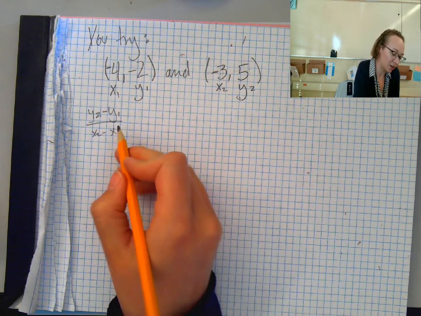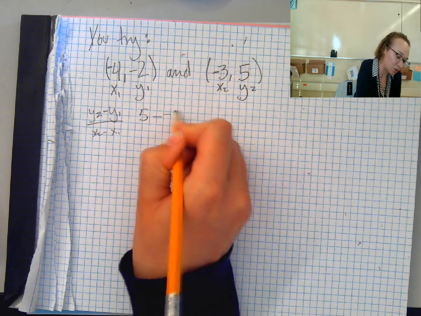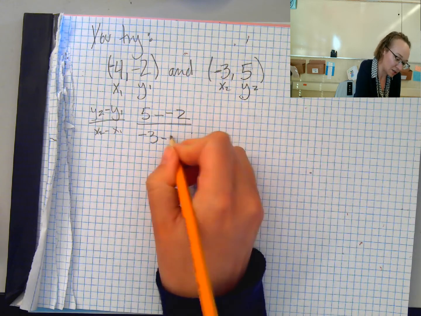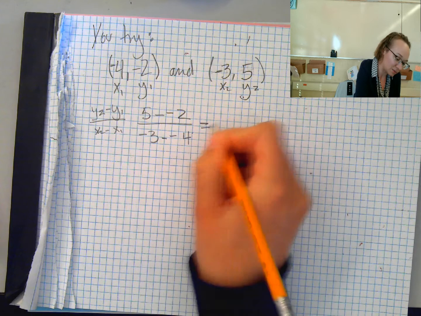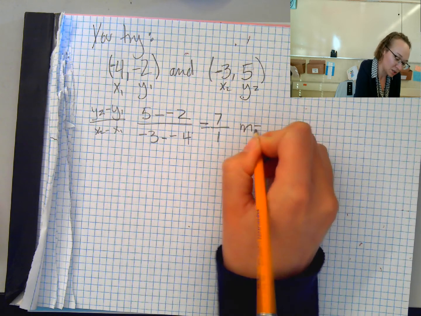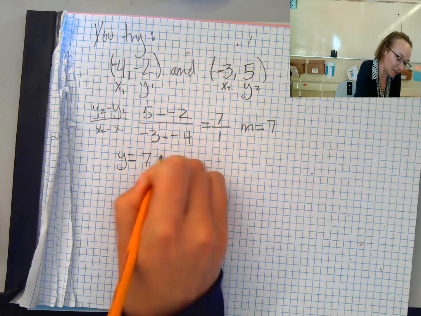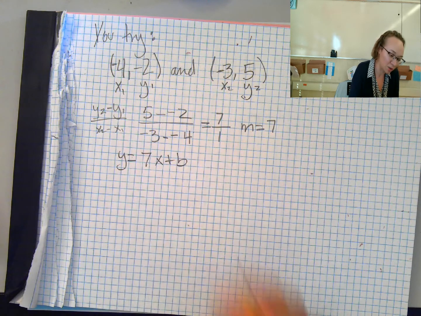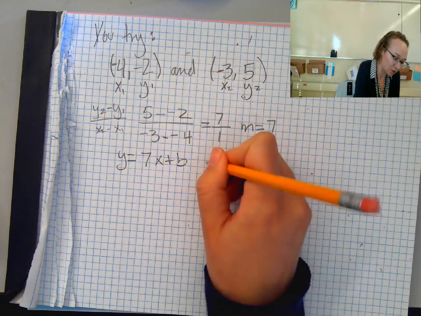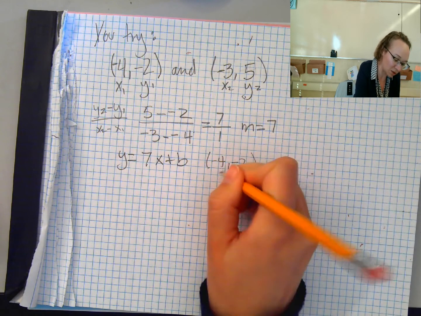So you start out by finding the slope. 5 minus negative 2 over negative 3 minus negative 4. That gives me 7 over 1. So my slope is 7. So now I have y equals 7x plus b. I'm going to plug in one of my points. Maybe I'll pick this one first, (-4, -2). Neither one seems especially better than the other.